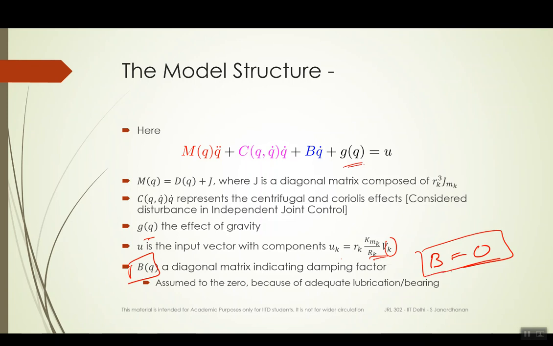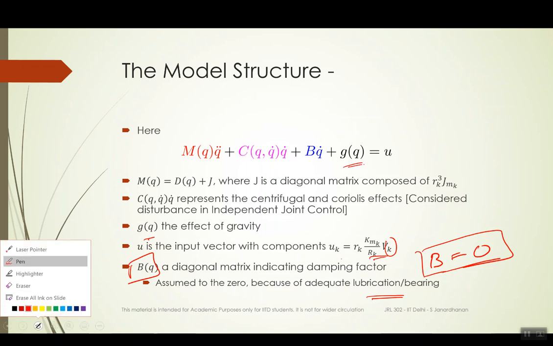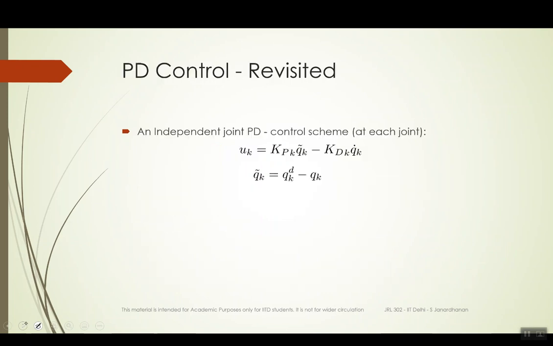Okay, we are assuming that this B is equal to 0, and the reason for that is because we assume that there is adequate lubrication in the bearing. However, we will later try to figure out if we can incorporate B, or not assume B equal to 0, and still guarantee the performance. But for now, for the initial stage, we are assuming that B is equal to 0, and let's see how things proceed.